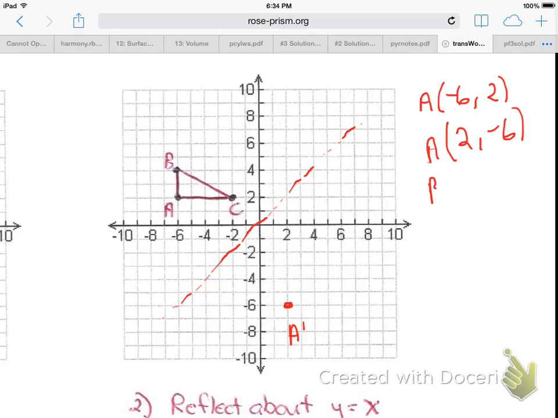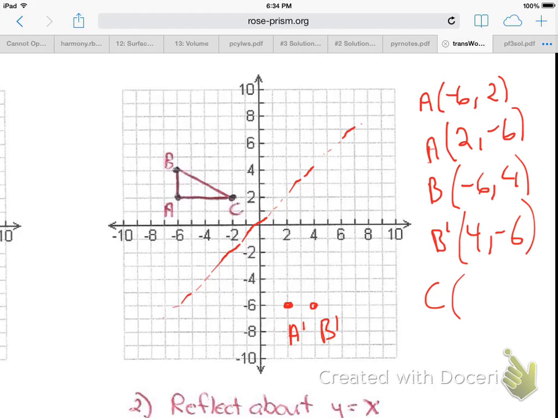Okay, B right now is at negative 6, positive 4, so B prime will be 4, negative 6. So 4 over and 6 down. Okay, and C is at negative 2, 2, so C prime will be at 2, negative 2. 2 over, 2 down, C prime, and draw my triangle.